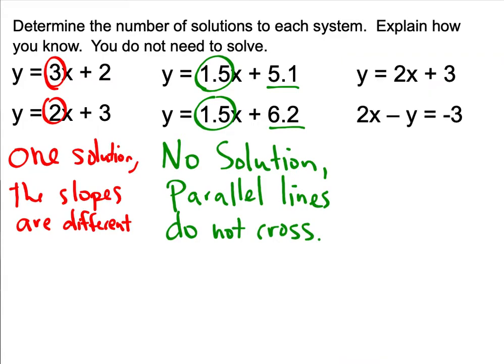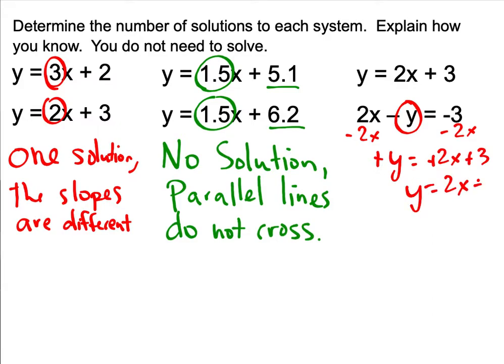All right, let's look at this one. y equals 2x plus 3 and 2x minus y is negative 3. Before we can do this one, we need to solve for y. So let's get rid of 2x on both sides here. So negative y is negative 2x minus 3. Change the signs. We get y equals 2x plus 3.